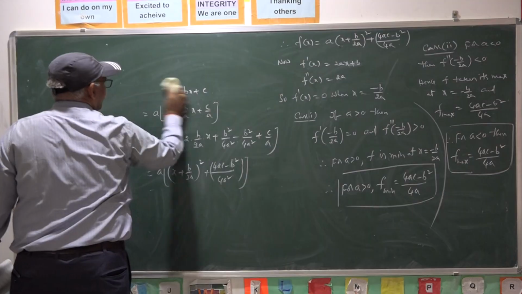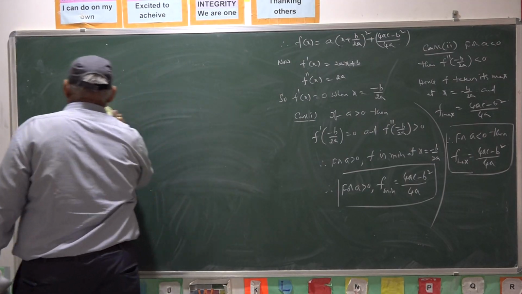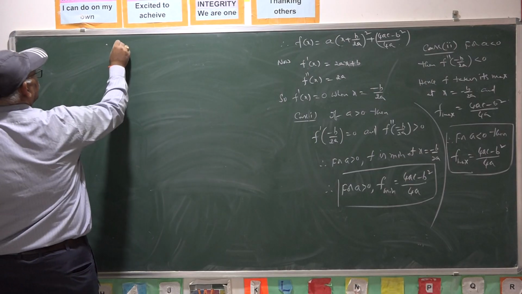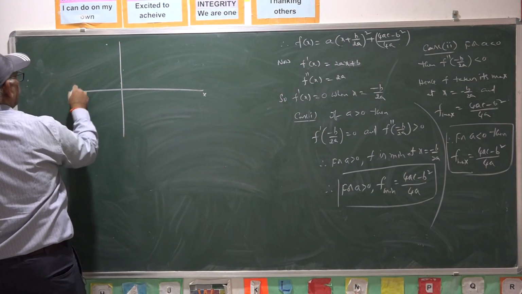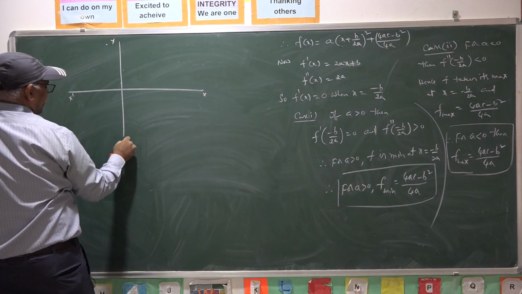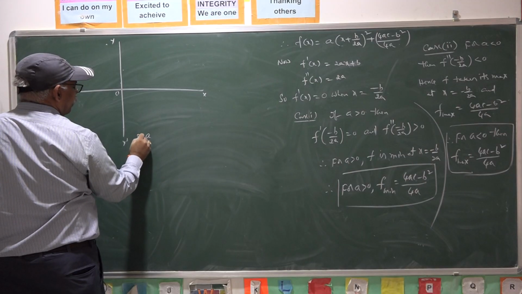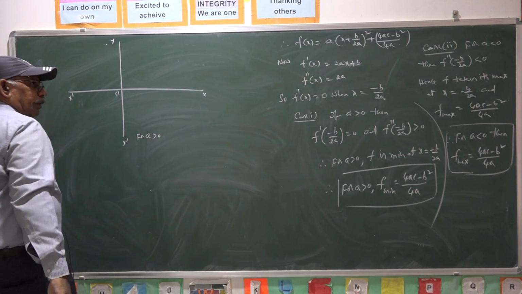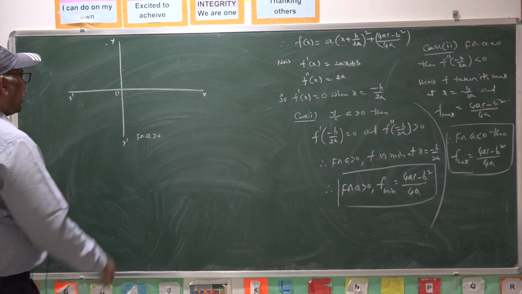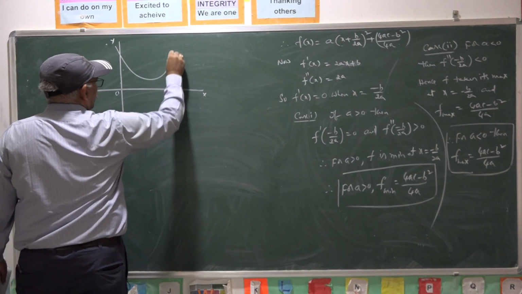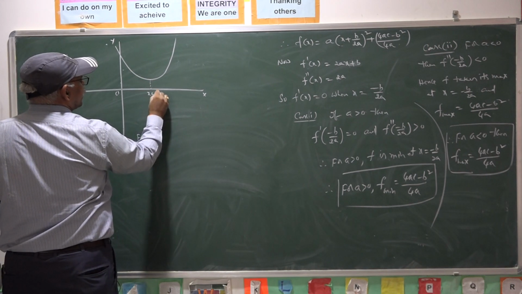Graphically, suppose in case of a positive, for a positive, the function has a minimum, hence it is an upward curve. This is the turning point, x = −b/2a.